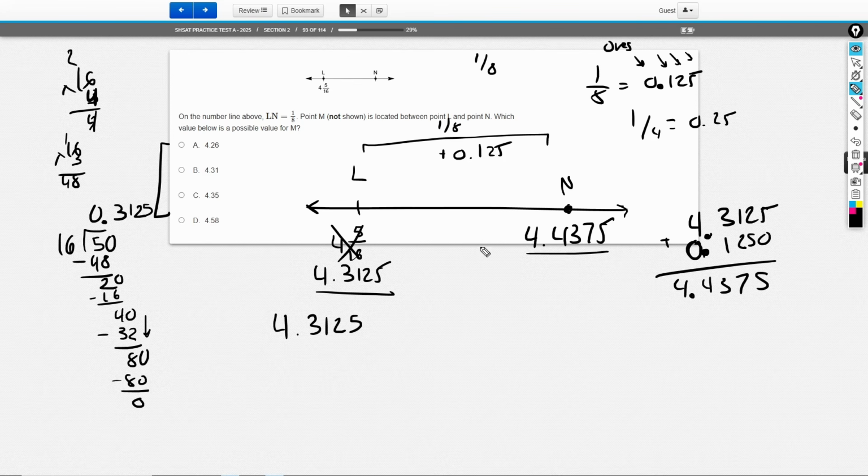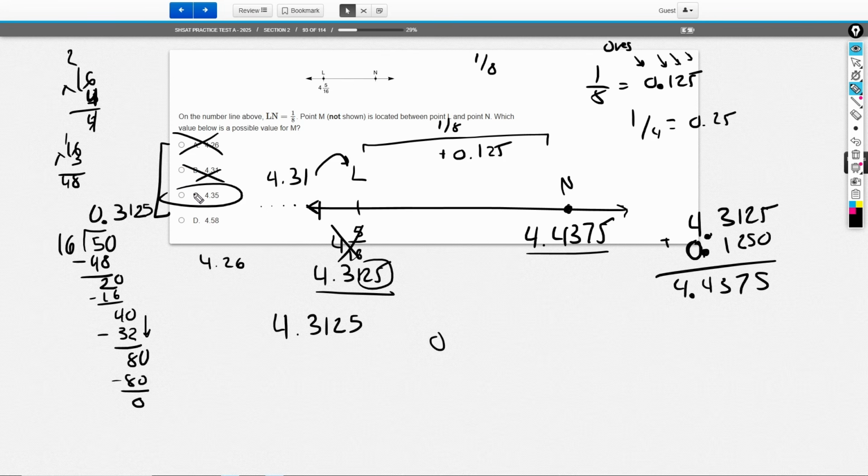What number falls between here? It's not 4.26, that's all the way to the left. That's too small to fit in this range. Somewhere over here. 4.31, oof, 4.31 is a trick answer. It's just over here. It's too small. It's missing that extra 0.25 to bring it to L.